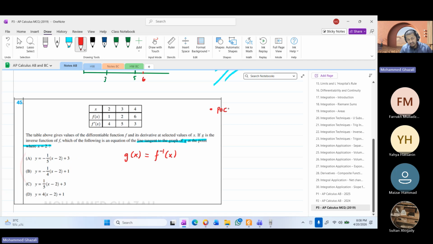First, we find point of contact. What is point of contact? 2 and g of 2. What is g of 2? F inverse 2. What is F inverse 2? Not f of 2, f inverse 2. So you need to look at the 2 on the y value. So f inverse 2 is 3.